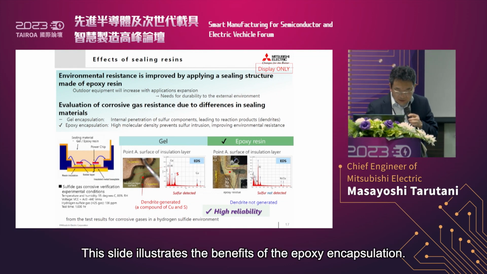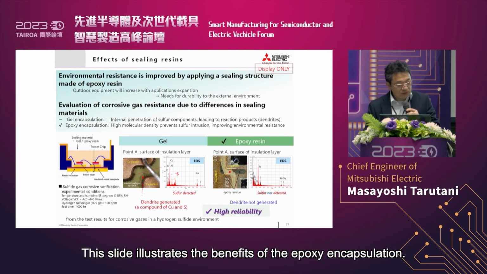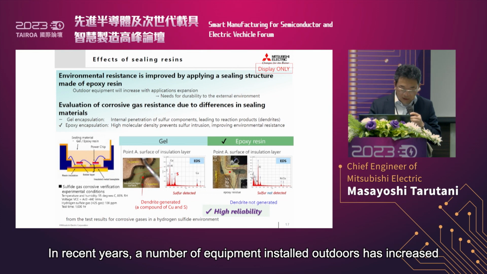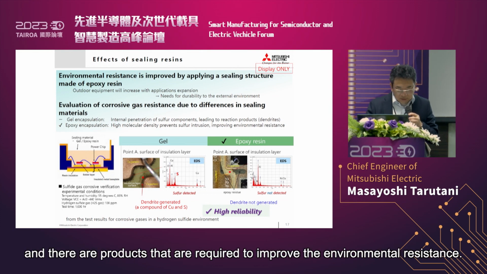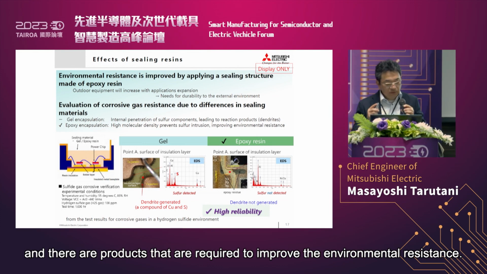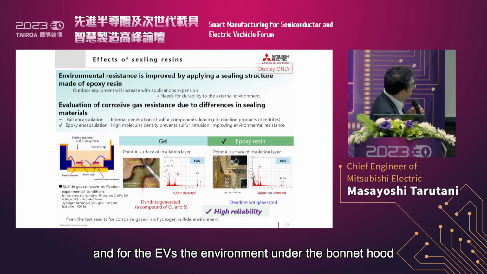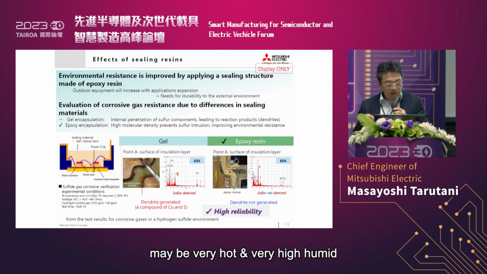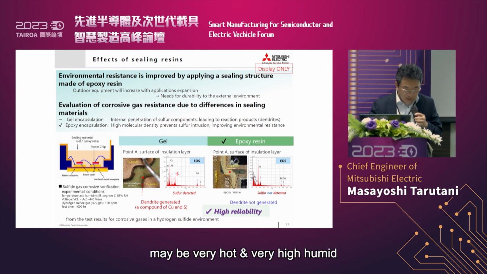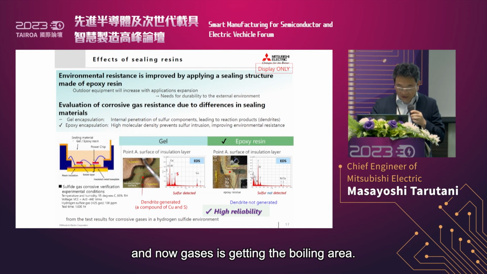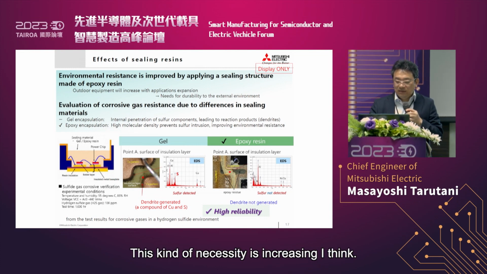And this slide illustrates the benefits of the epoxy encapsulation. In recent years, the number of equipment installed outdoors has increased. And there are products that are required to improve environmental resistance to, for example, corrosive gases. And as for the EVs, the environment under the bonnet hood may be very hot and very humid. And now the earth is getting into the boiling era. So this kind of necessity is increasing, I think.